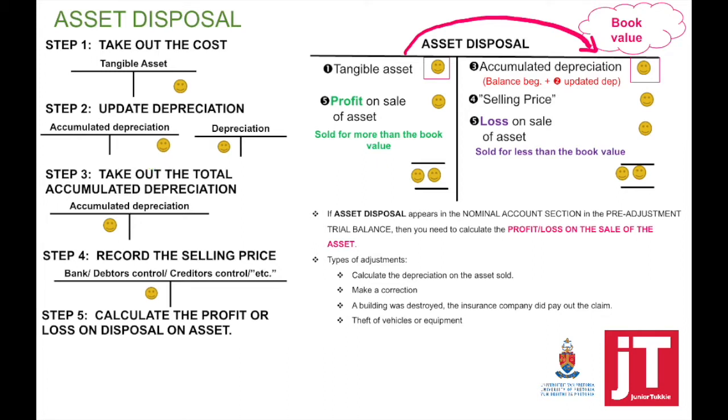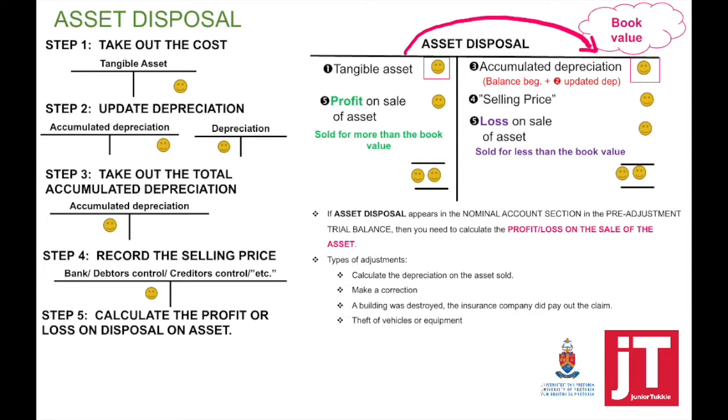Be aware that you can do step number 2 first and then complete step number 1. I prefer, especially when I'm doing the general ledger accounts, to do step number 1 first and then step number 2. The third step, take out the total accumulated depreciation. So to take out the total accumulated depreciation, it means that accumulated depreciation is debited and asset disposal is going to be credited. The total accumulated depreciation is the balance at the beginning of the asset which I'm disposing of plus the updated depreciation.